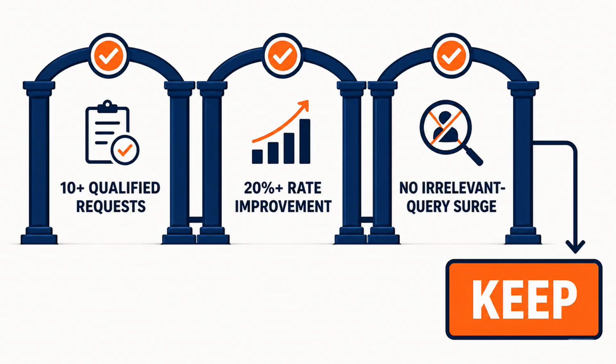Set a decision rule before seeing the result. For example, keep the change if the page produces at least 10 qualified requests in the test window and improves qualified request rate by 20% or more without a surge in irrelevant query traffic. If volume is too small, extend the observation period rather than declaring victory from 2 leads.